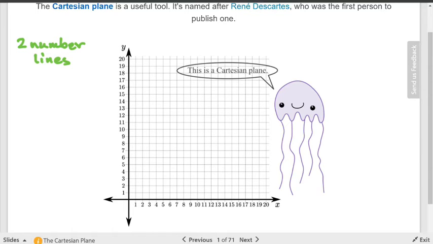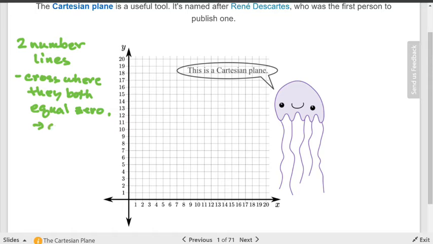All right, it's 2 number lines, and they cross where they both equal 0. Okay, so they both equal 0. That's their crossing point. And that crossing point is a critical value for you. It has a special name, and you need to know it. It's called the origin.